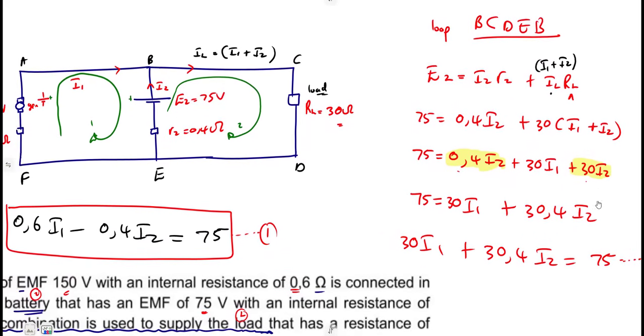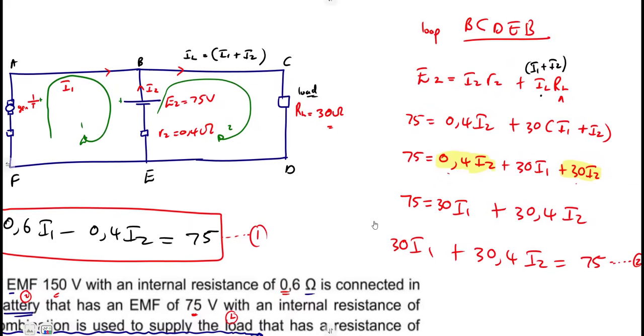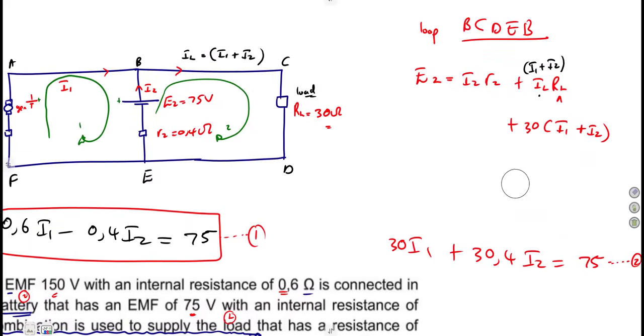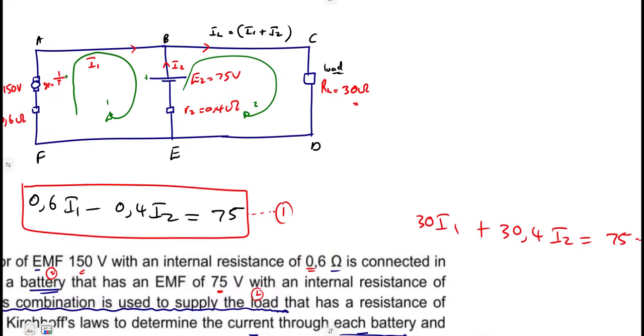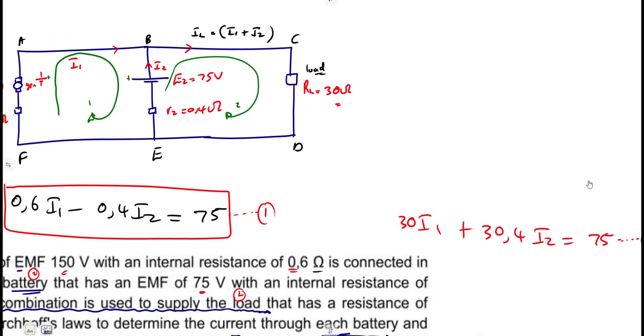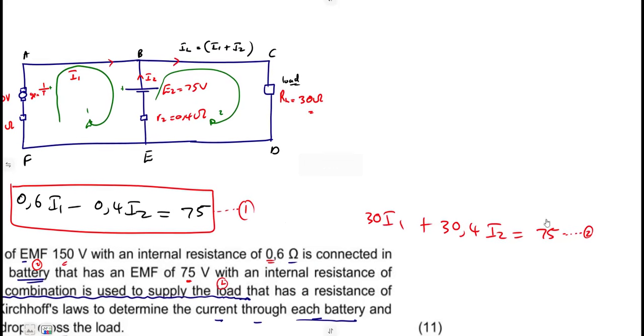So that's how you play around with this. You could have used the external loop. It is in your hands. Using these two equations, I'm going to solve them simultaneously now so that we can obtain the currents I1 and I2, for the generator as well as the battery that we are having.